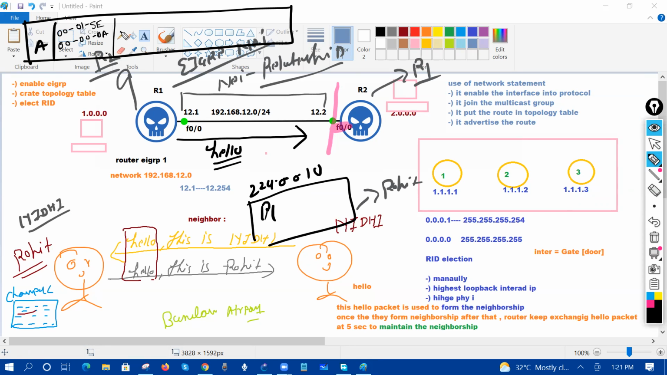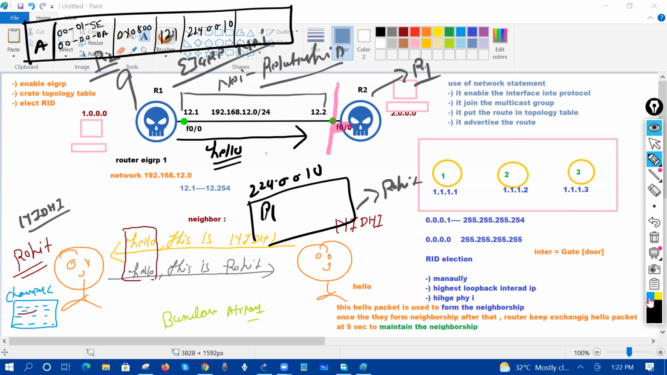Then after that, we have our type field, which will be 0x0800. That's going to represent that, hey, I need to forward the packet to layer 3. That's a 2-byte field. As we know, every layer has information about the layer above it. So this type field represents that I need to forward the packet to layer 3, right? Now at layer 3, the source IP will be 12.1 and the destination IP will be 224.0.0.10, right? And then after that, EIGRP.